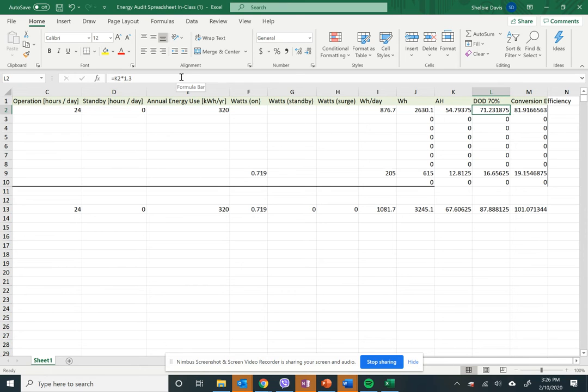No. So it's because if the total amp hours is 54, and that total is 70% of what we want, then we have to divide by 70 and multiply by 100 to get to 100%.